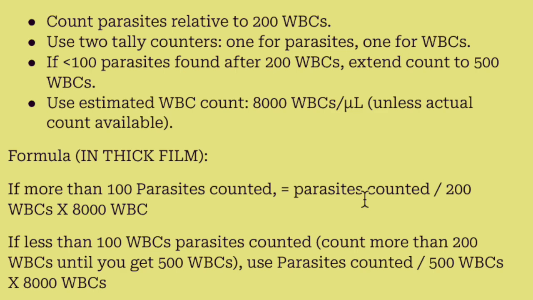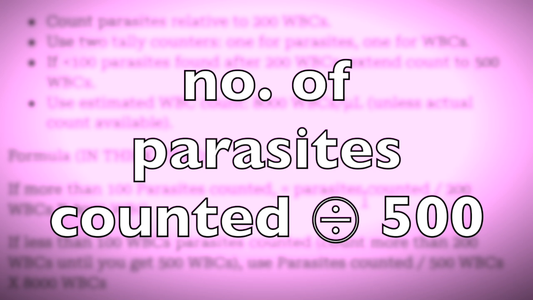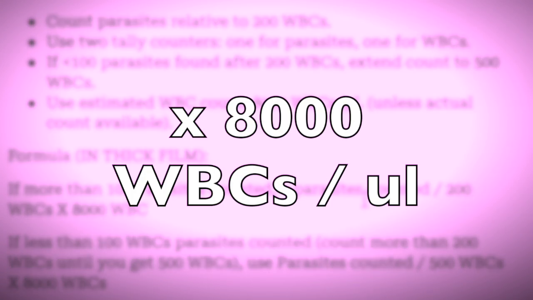In the instance that you counted less than 100, and then you're forced to count up to 500 white blood cells, then the formula is the number of parasite cells that you've counted, divided this time by 500 white blood cells, and then multiply it by 8,000 white blood cells.